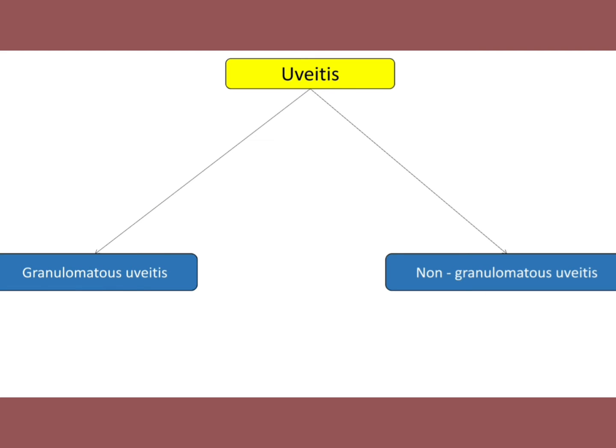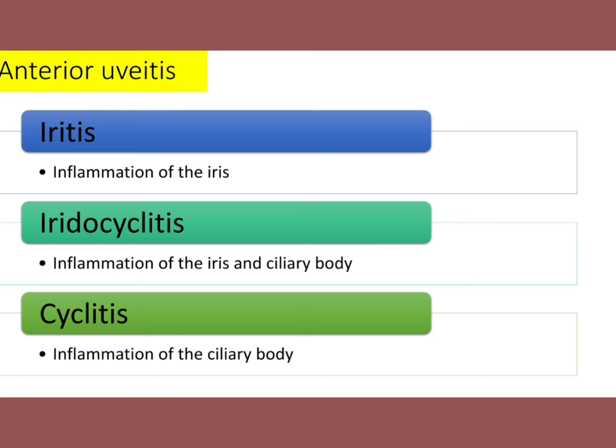This classification is based on pathological classification, where uveitis is of two types, granulomatous and non-granulomatous uveitis. We call uveitis granulomatous if it is due to any infection like TB, sarcoidosis. If uveitis is due to any immune reaction, it is non-granulomatous uveitis. In this video, we will only discuss anterior uveitis because it's also a very big part, right?